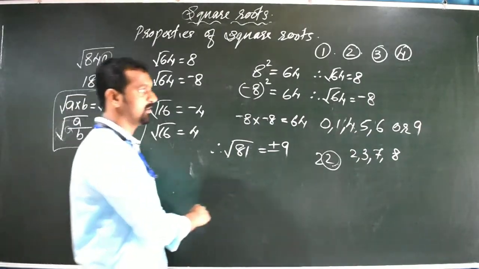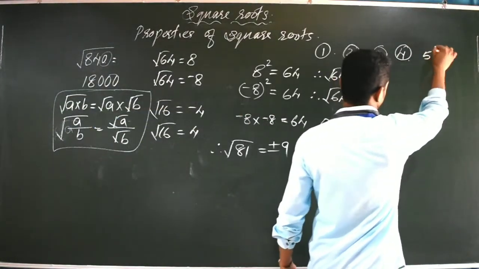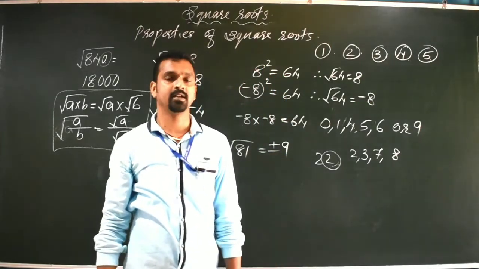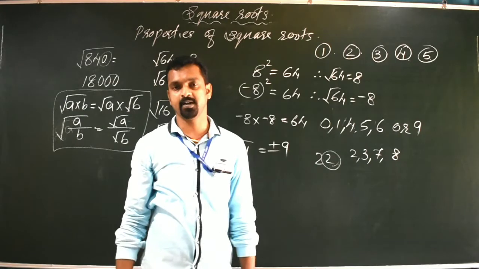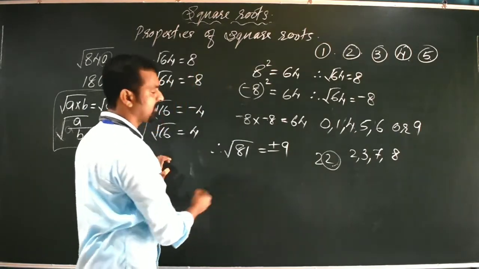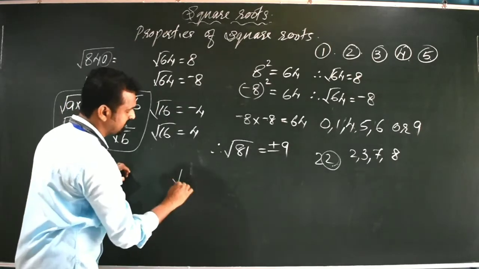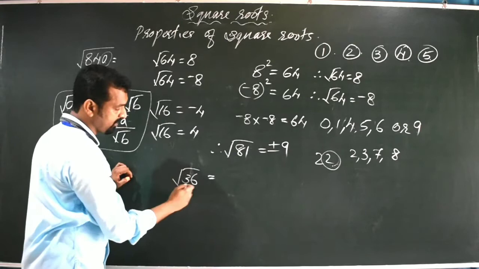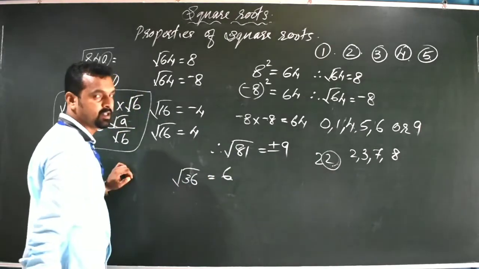Now number 5. The square root of an even number is always an even number, and the square root of an odd number is always an odd number. For example, root 36: 36 is an even number. If we find the square root of this one, we will get an even number only.